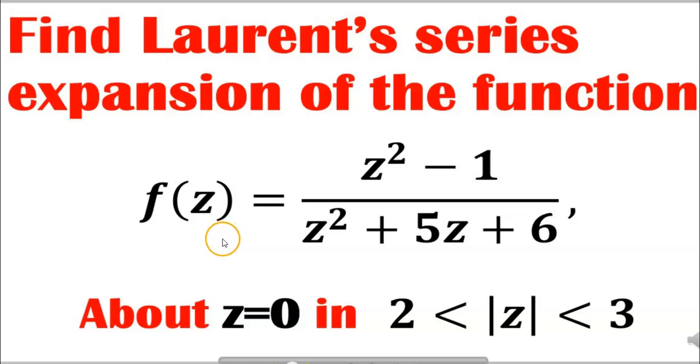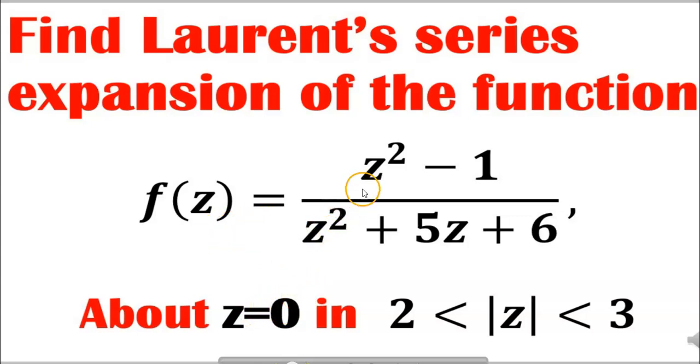In this video, we are expanding the function f(z) = (z² − 1)/(z² + 5z + 6) about z = 0 in the region 2 < |z| < 3 in a Laurent series.